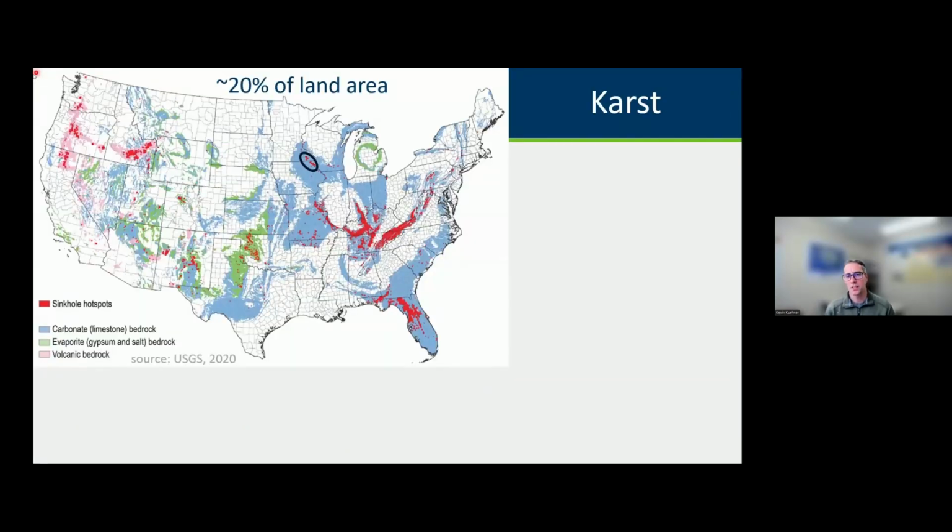Karst is not unique to the driftless area. The USGS estimates that about 20% of the land area across the continental United States is considered karst. But not all karst is the same, and it really depends on how much soil cover is over that karst landscape. Because you'll notice most of Iowa and most of southeast Minnesota and southern Wisconsin is considered karst.